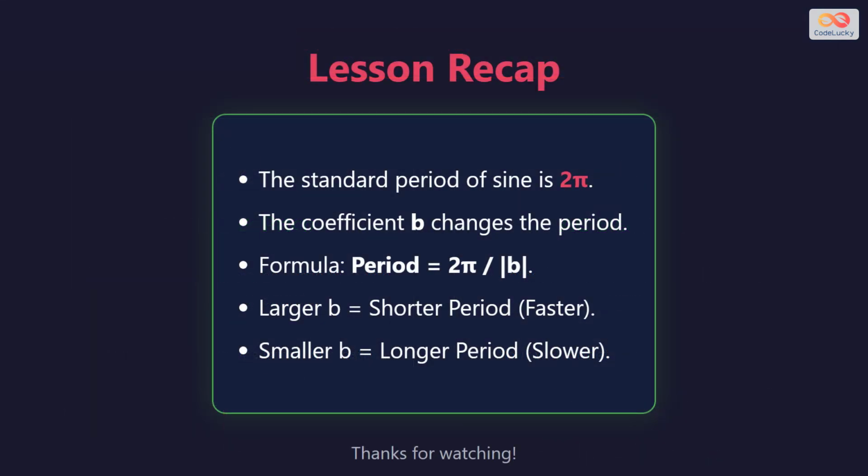To recap what we learned today, the standard period of sine is 2 pi. The coefficient b changes this period. You can always find the new period by dividing 2 pi by the absolute value of b. A larger b means a faster, shorter wave, and a smaller b means a slower, longer wave.